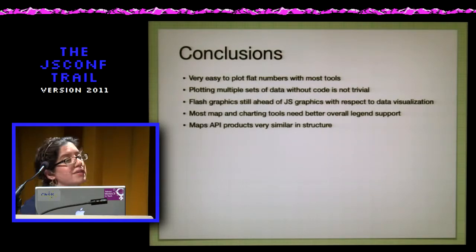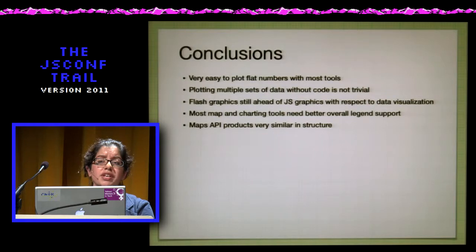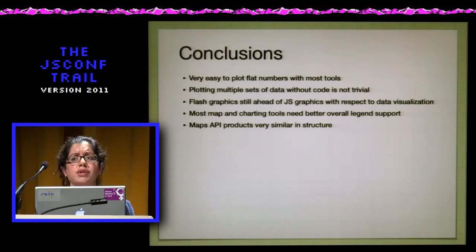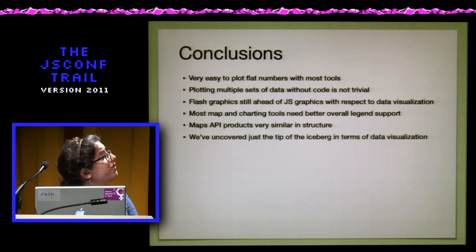The Maps API products are very similar in structure. Yahoo is actually at version 3.9 right now, but they're coming out with a version 4, which people on my team are working on, and it's using the Nokia OVI backend. So I'm really excited to see what they have there. We've just uncovered the tip in terms of data visualization. There's a lot of options out there, and that one hour limit we had set for ourselves, we were not able to adhere to that at all, because there's just so much information, and it took us a while to go through everything and figure out how to get what we want.